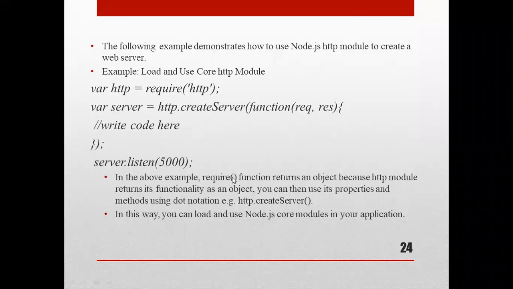In this example you can see that the require function returns an object, because the HTTP module returns its functionality as an object. Remember, the HTTP module returns its functionality as an object. So we can use its properties and methods using dot notation. Here you can see the http.createServer method. In this way we can load and use Node.js core modules in our application.